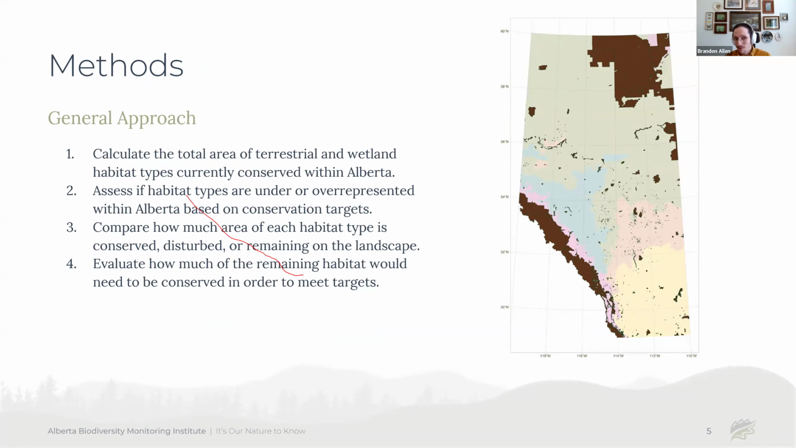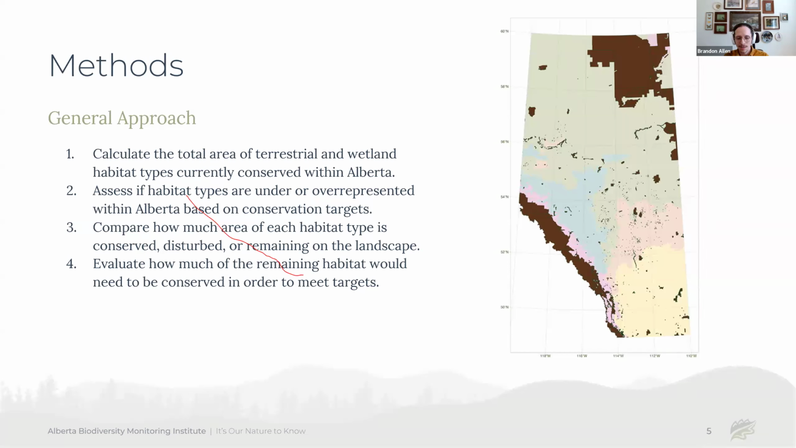So we took a very general approach. This is a fairly straightforward analysis of intersecting some layers. In general, what we did is we calculated the total area of terrestrial and wetland habitats currently conserved within Alberta. So again, taking the data that's found in CPCAD and all of the land cover inventories that are available within the province. We then assessed, are those habitat types over or underrepresented based on a variety of targets?